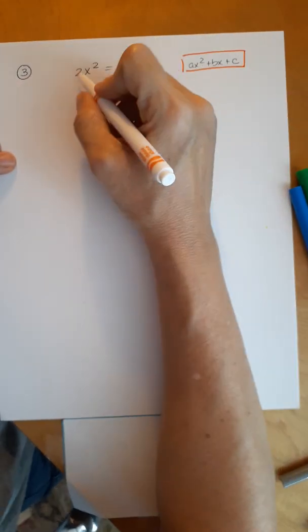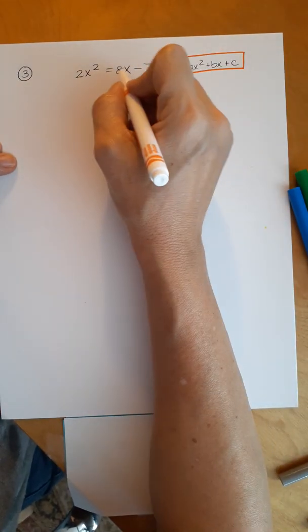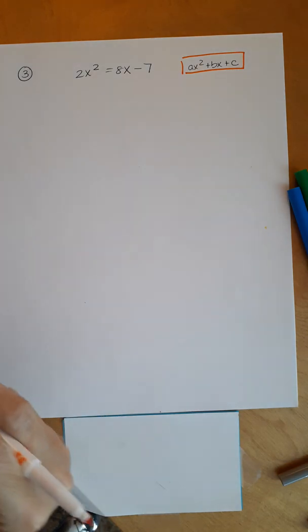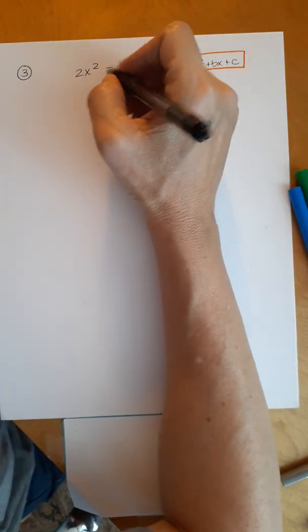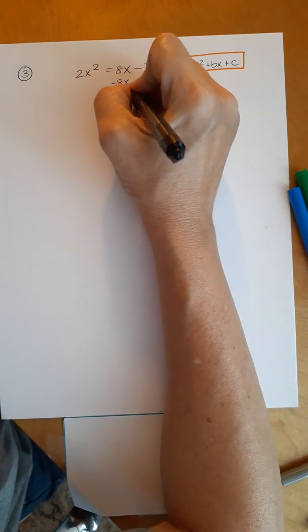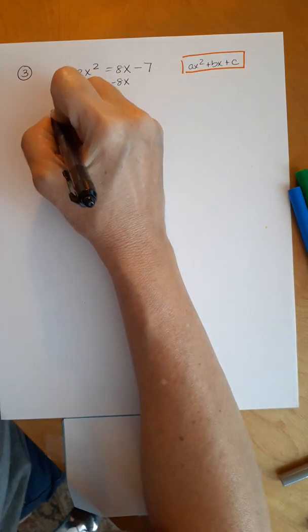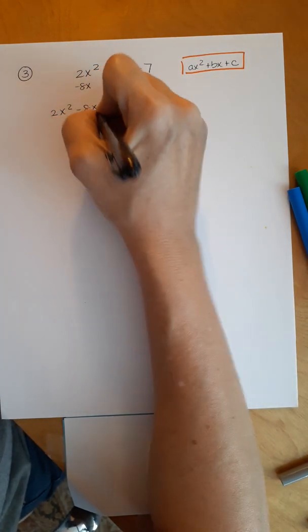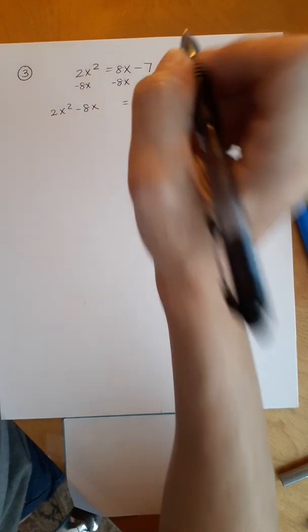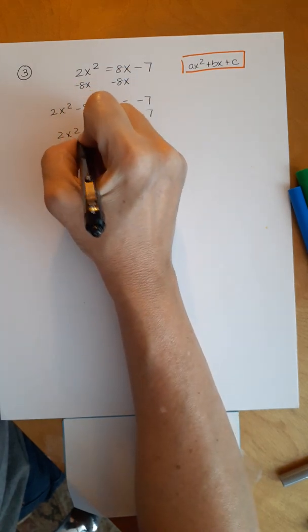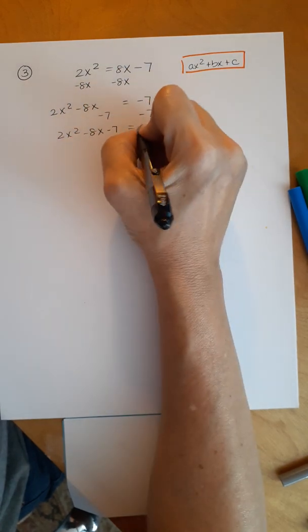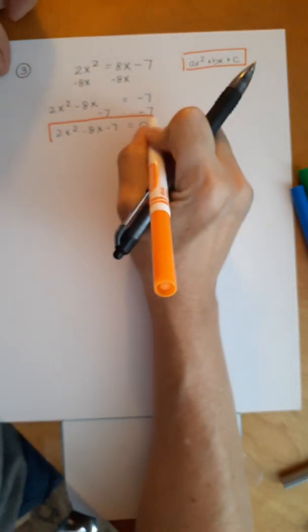So I can move this over here, or I'm just going to go ahead and move everything to the left side. One, visually, we're used to seeing that. We tend to make less mistakes when we do that, so we're going to go ahead and do it this way. I'm going to subtract negative 8x, negative 8x. That gives me 2x squared minus 8x equals negative 7. And from there, I'm going to subtract 7 on both sides. 2x squared minus 8x minus 7 equals 0. I am ready to go. This is in standard form.